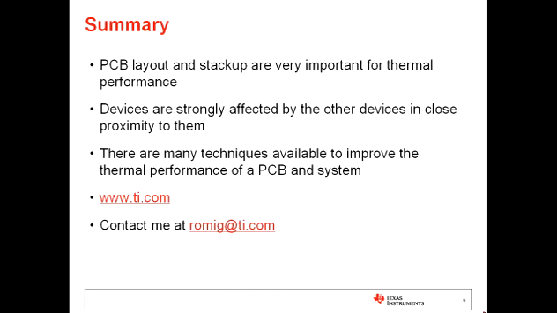So, in summary, in this last section of our four-part series, PCB layout and stack-up are very important for thermal performance and must be considered. Devices, components which are dissipating heat, are strongly affected by the other devices that are in close proximity to them, which are also dissipating heat and must be considered. And there are many techniques, design practices, tools, and resources available to help in the design stage as well as the optimization stage to improve the thermal performance of a PCB in a system in order to provide the best possible thermal performance for the component of interest and for the system of interest.